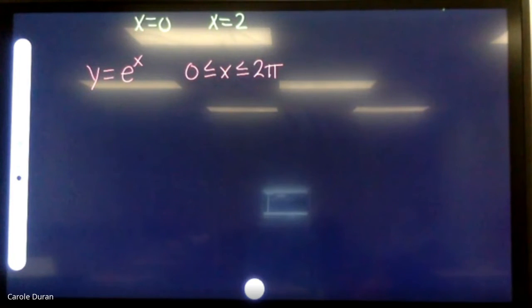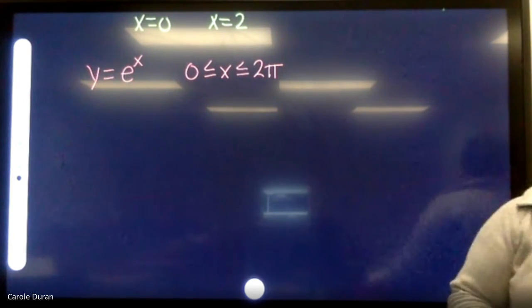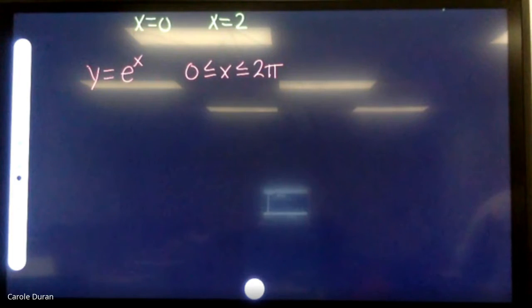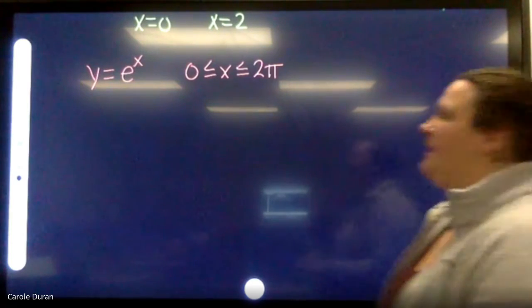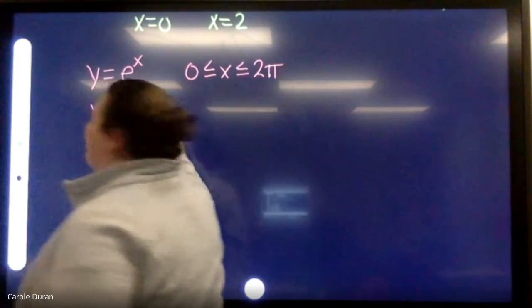Oh wow. So my function is y equals e to the x on the interval 0 to 2 pi. I know we're all super excited. I would like to find my intervals of concavity, so which derivative do I need? The second, but to get the second, I first have to take the first one. So what is the derivative of e to the x? Oh boy, that was easy.